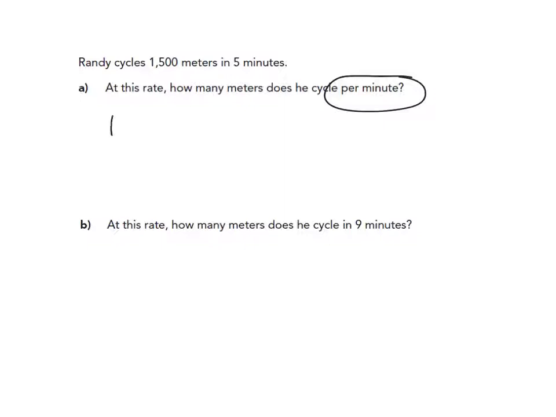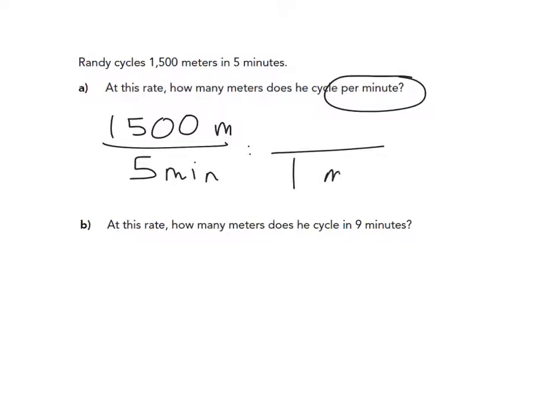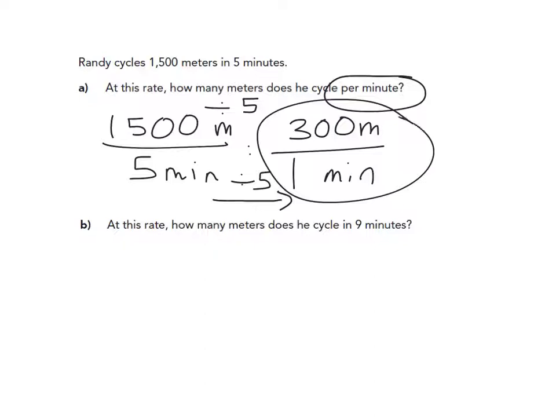If I know that it's 1,500 meters in 5 minutes, and I'm trying to get it down to a unit rate of 1 minute, all I know here is that I have to divide this by 5 to get down to 1 minute. So if I divide the meters also by 5, it gets me down to 300 meters. So my unit rate is 300 meters per 1 minute.